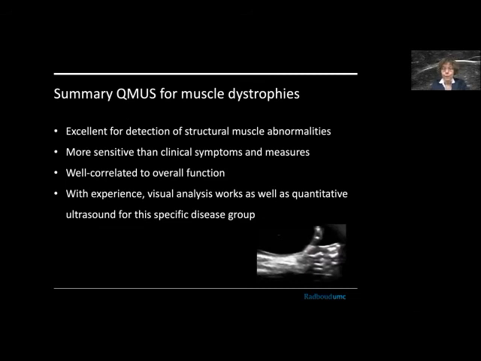So in summary, quantitative muscle ultrasound in classic neuromuscular diseases like these muscle dystrophies is excellent for the detection of structural muscle abnormalities. It's more sensitive than tracking your clinical symptoms, and it's correlated well to overall function. And if you have some experience, you could probably also do this with visual screening.